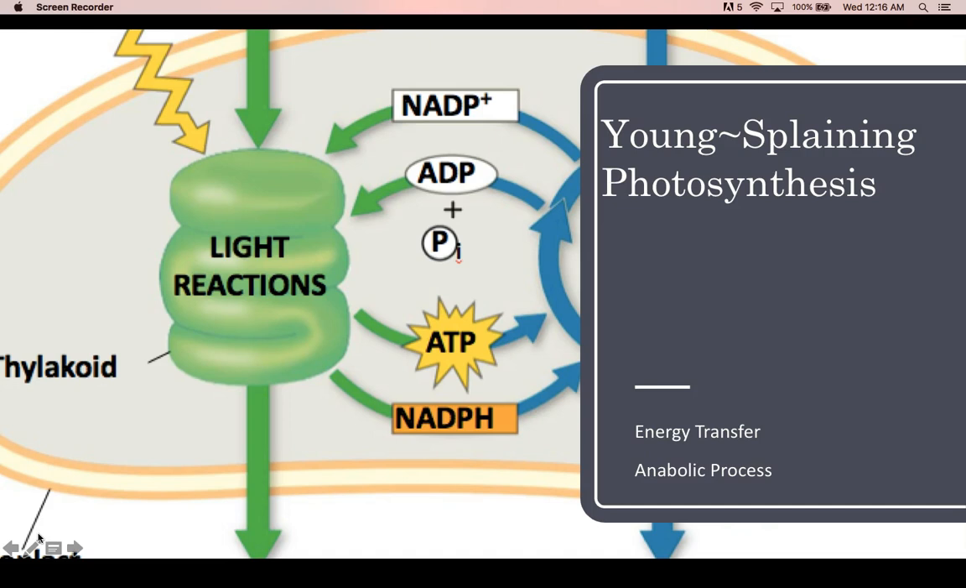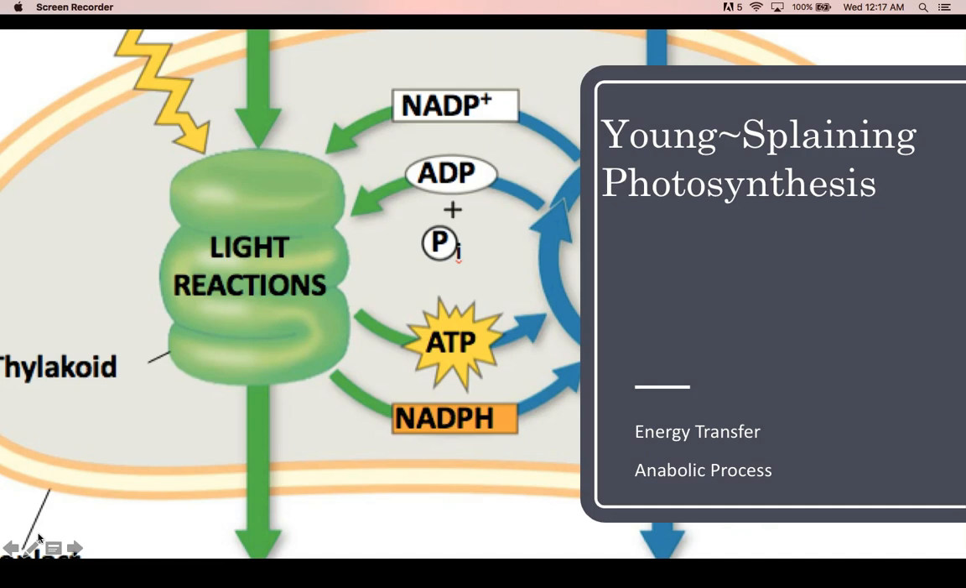So, what is photosynthesis? Well, photosynthesis is an energy transferring anabolic process. In a nutshell, the energy is going to be captured from sunlight and stored in the chemical bonds of created organic compounds. So, photo for the light capture and synthesis for the created organic compounds. The energy from the light is going to be stored in the chemical bonds of those compounds.